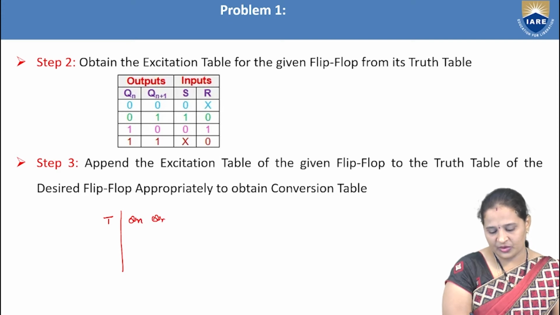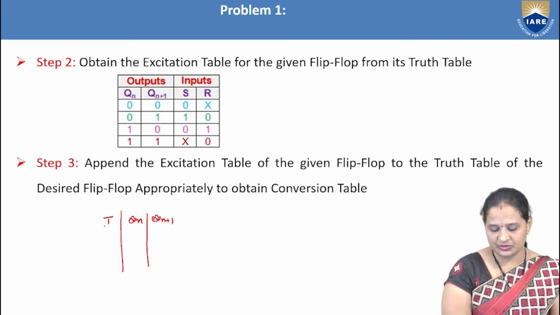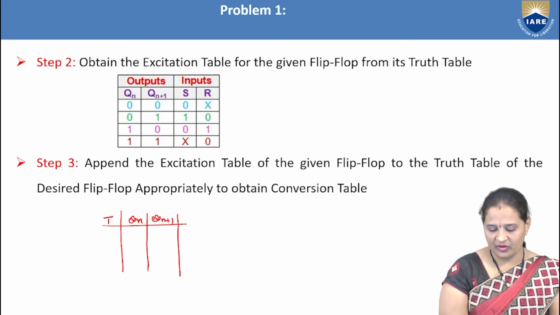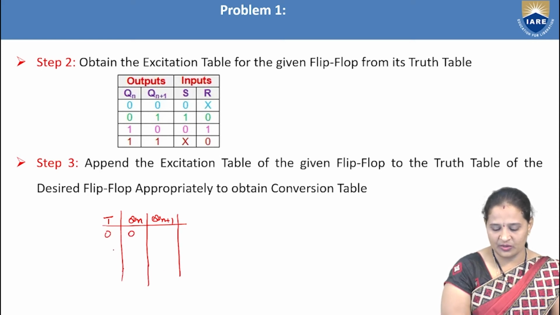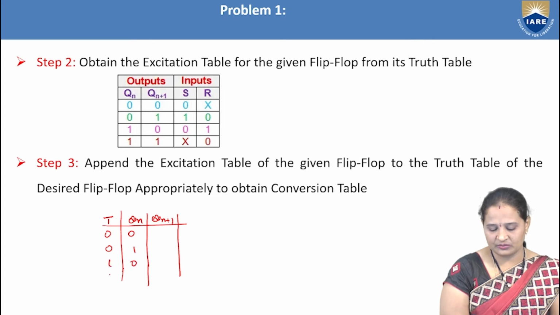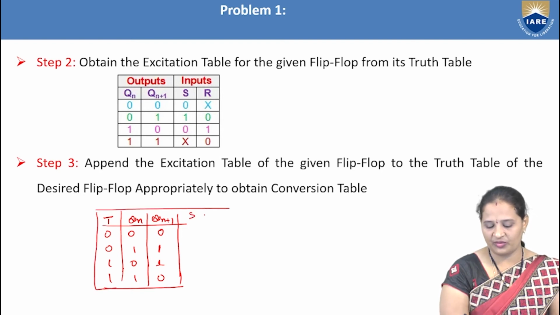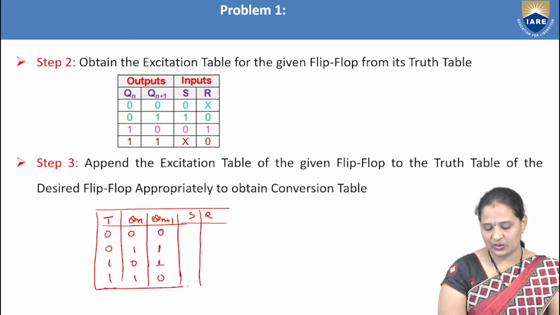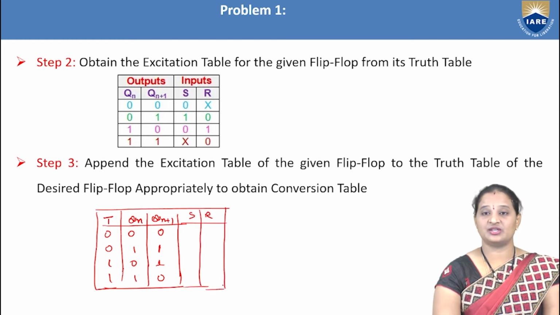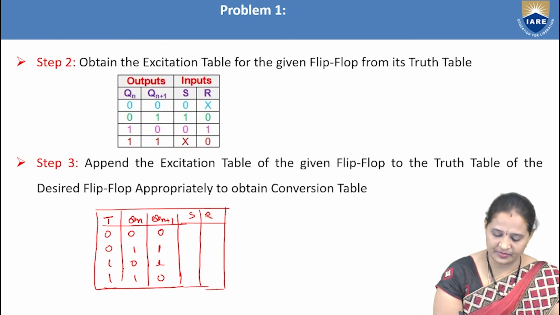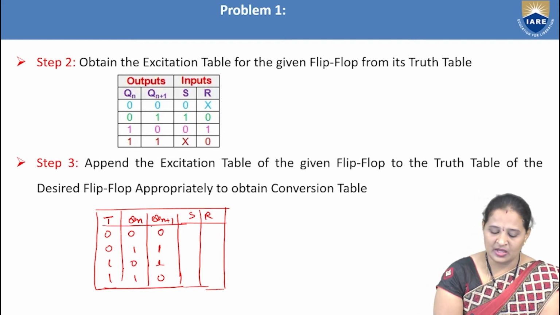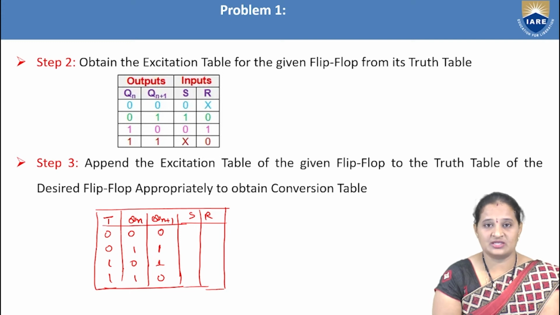Qn, Qn plus 1. This is the truth table of the given flip-flop here. So write down 0, 0, 0, 1, 1, 0, 1, 1. As T is 0, the next state is equal to the present state, and then the complement of the present state. Now write down the excitation, so SR. Based on the excitation table, if it was not clear in the previous problems, you can understand here. Now the present state is 0, the next state is 0.